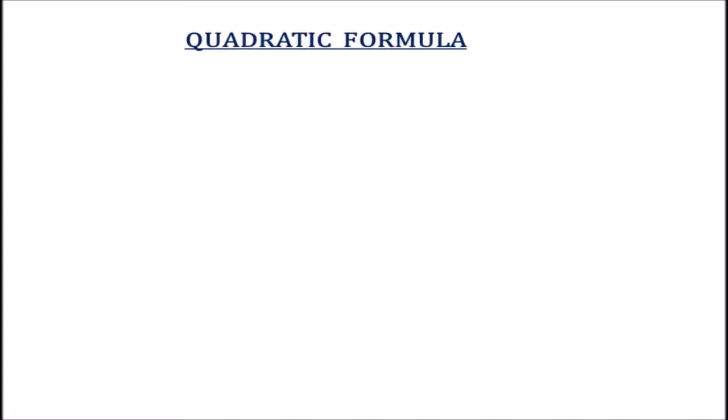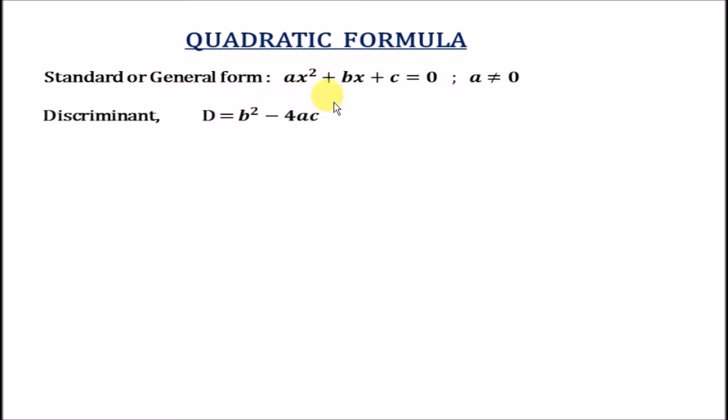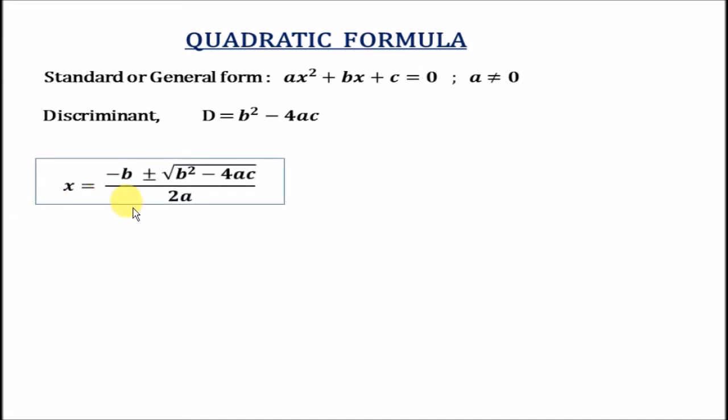Now let's frame the quadratic formula. So our standard form is this one, and we have already seen that the discriminant D is equal to b square minus 4ac. So the formula to find the two values of x, or the variable, is x equals to minus b plus minus under root b square minus 4ac by 2a.